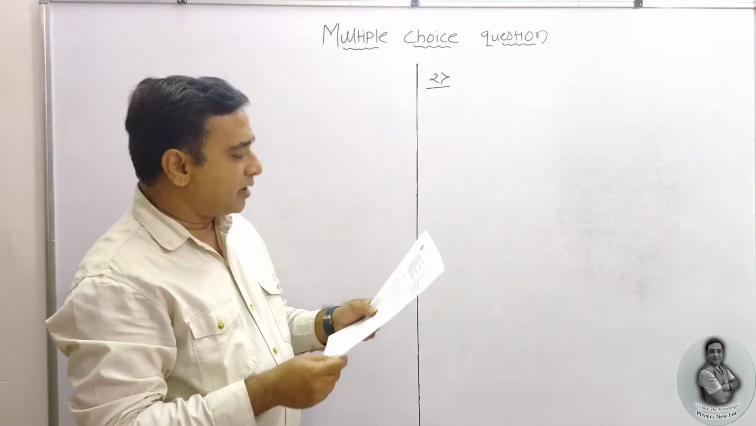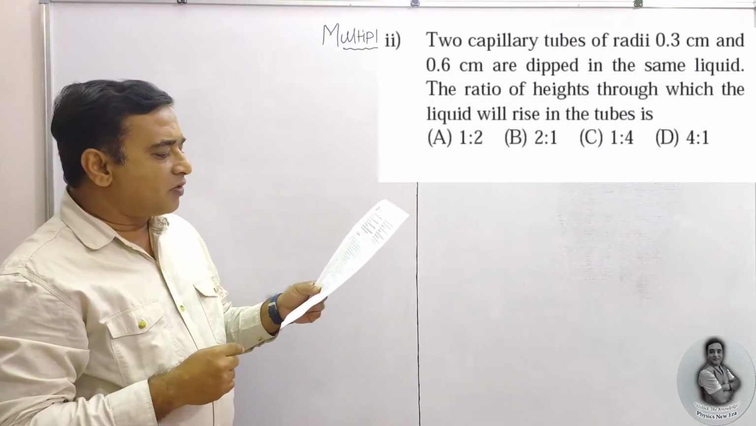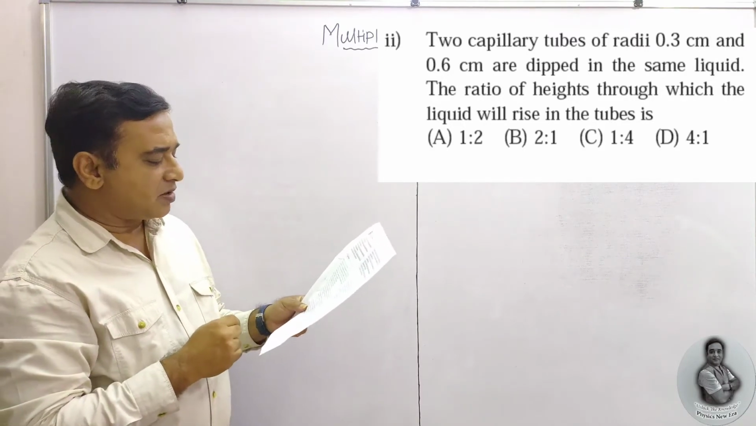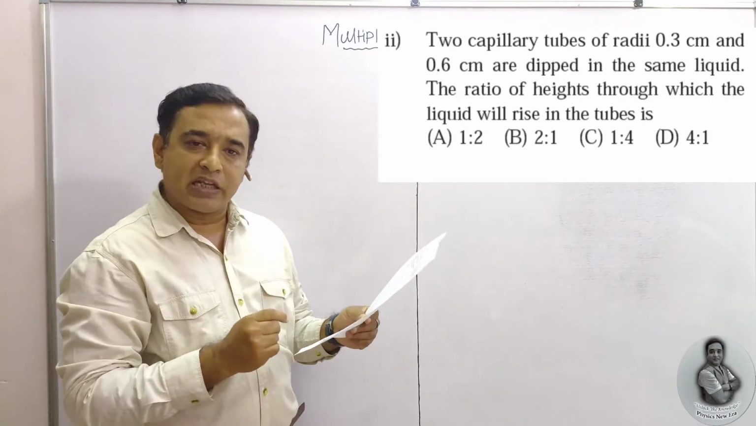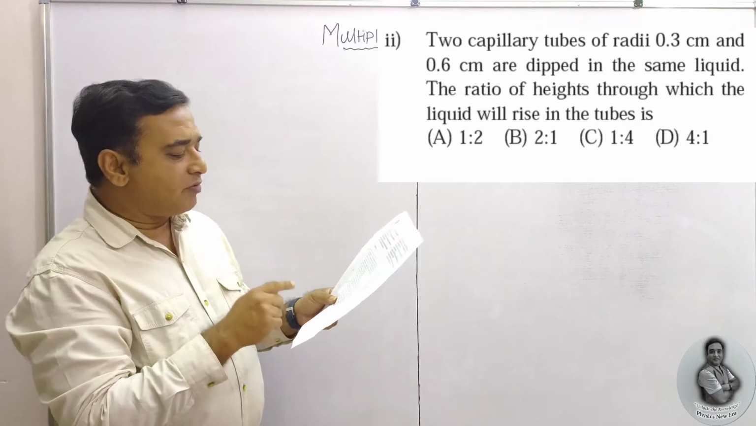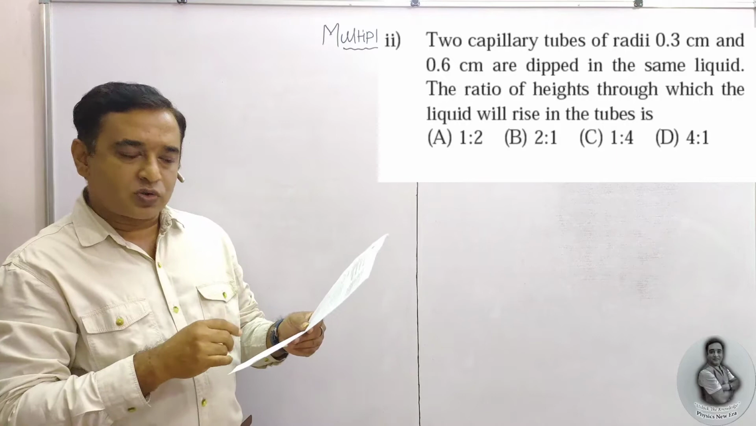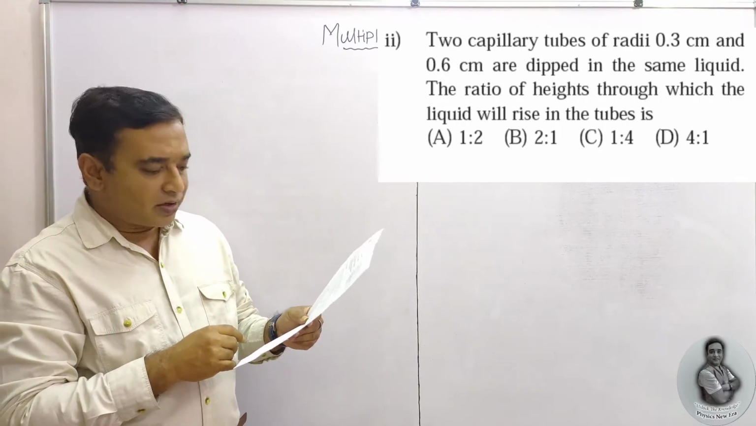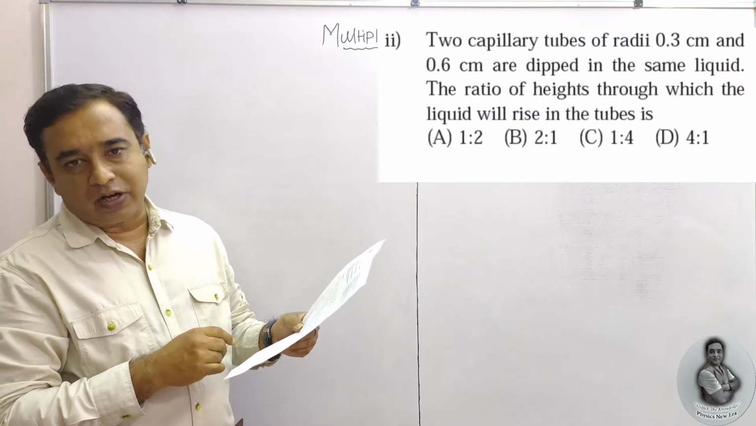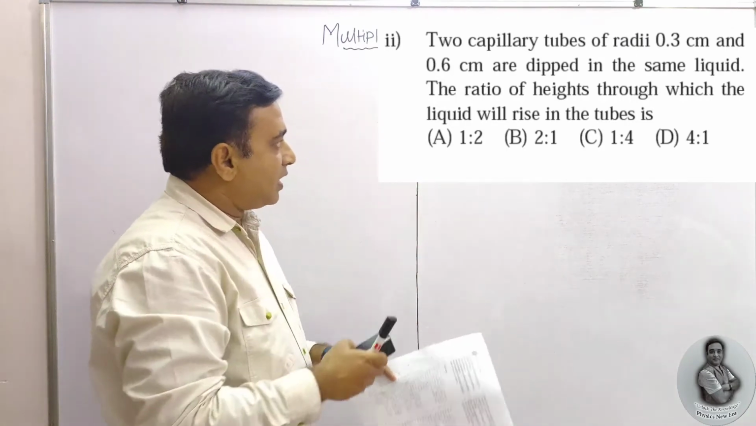Here we are going to take the second MCQ. Two capillary tubes of radii 0.3 centimeter and 0.6 centimeter are dipped in the same liquid. The ratio of the heights through which the liquid will rise in the tubes is: first option 1:2, second option 2:1, option C 1:4, option D 4:1. Now one by one we are going to find out. Let us solve this one.